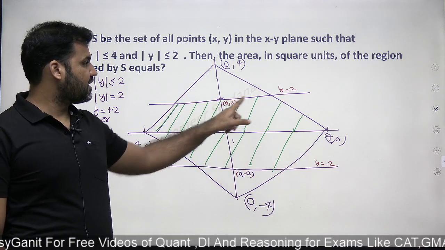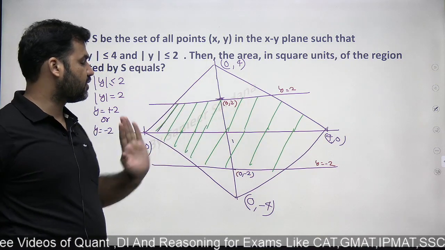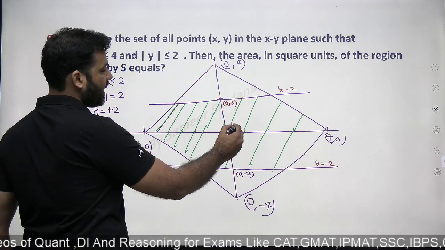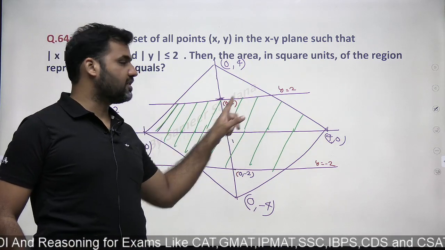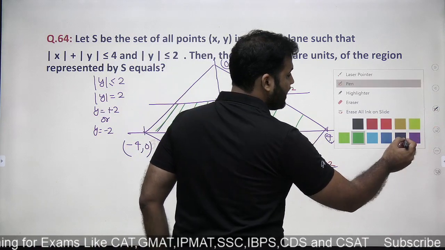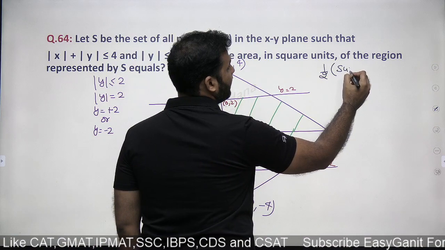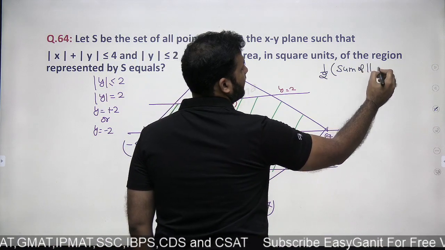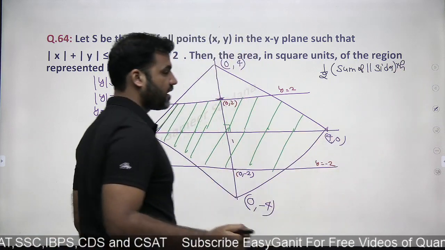What is this? This line is parallel to this line. So can I say it is a trapezium? And this line is also perpendicular. So I also know the height of the trapezium. All I need to find out is the length of the parallel side. Because area of the trapezium is half into sum of parallel sides, multiplied by the height. This will give me the area of the trapezium.